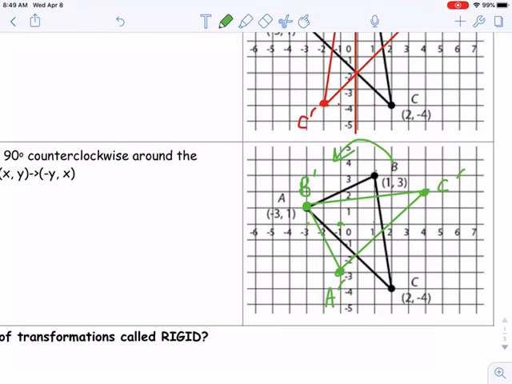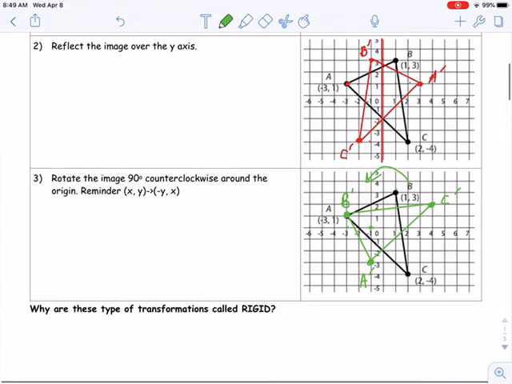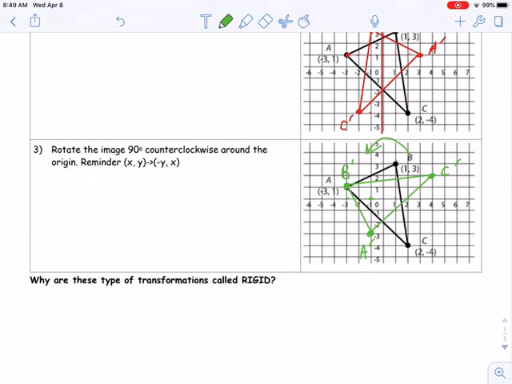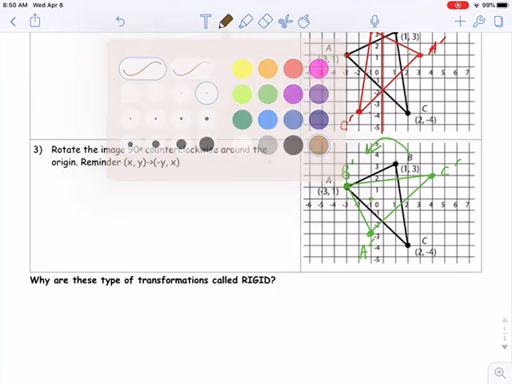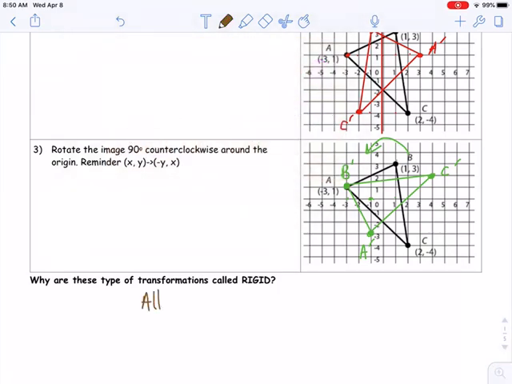Again, this green triangle is the same triangle as the black one, it's just been spun. Now, why are these types of transformations called rigid? All corresponding parts are congruent. The triangles are still congruent. They're the same triangles. Remember, we had a whole unit about that.